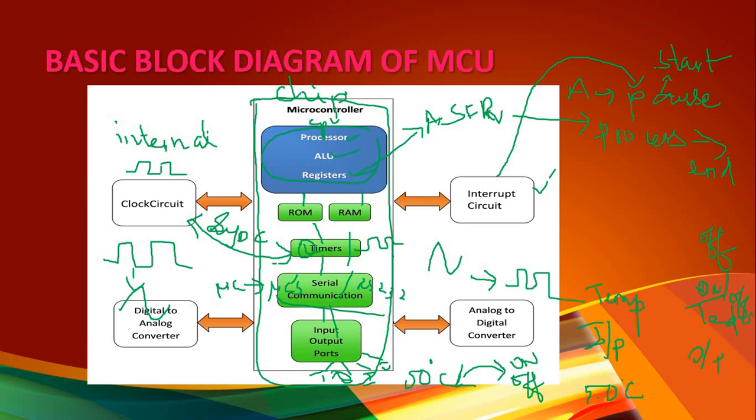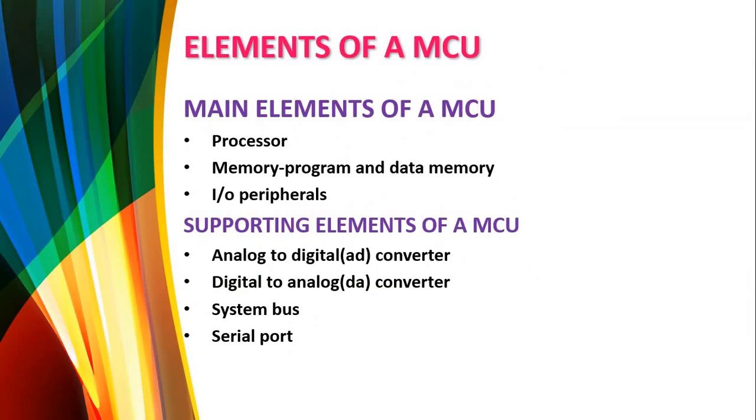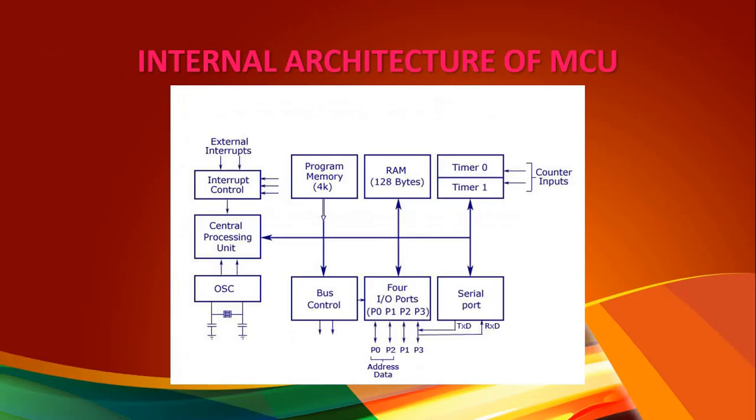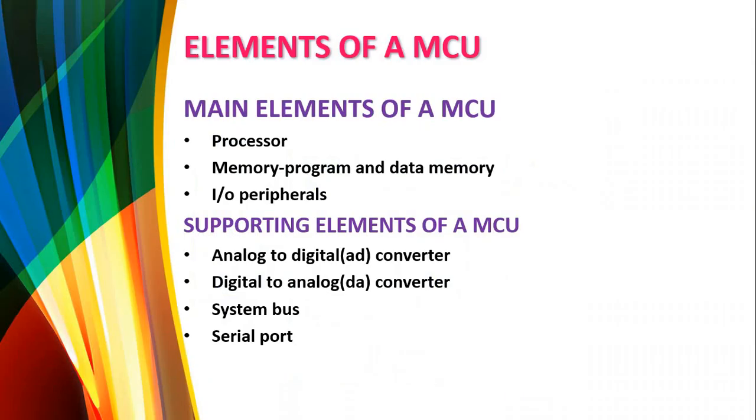Okay, this is the simple block diagram of a microcontroller unit. See, the elements of a microcontroller unit. There are some main elements and supporting elements. The main elements are, first, the processor. In a processor, what will we have? We will have an ALU, and what else do we have? We have a register unit. We have a control unit. These are all inside a processor.